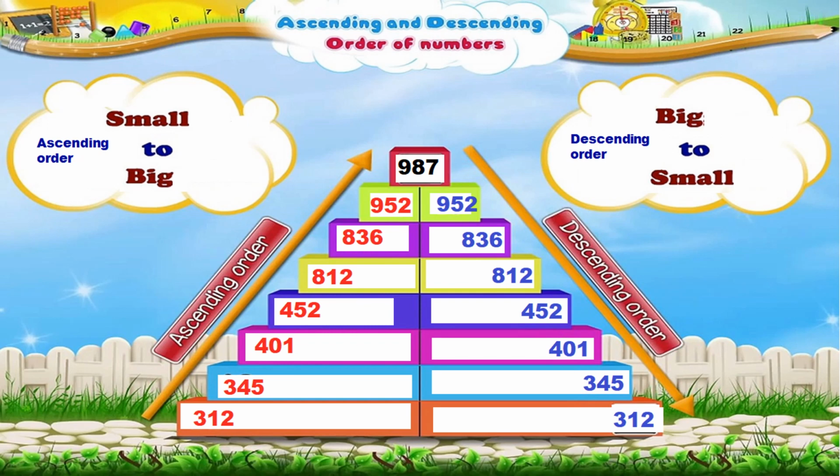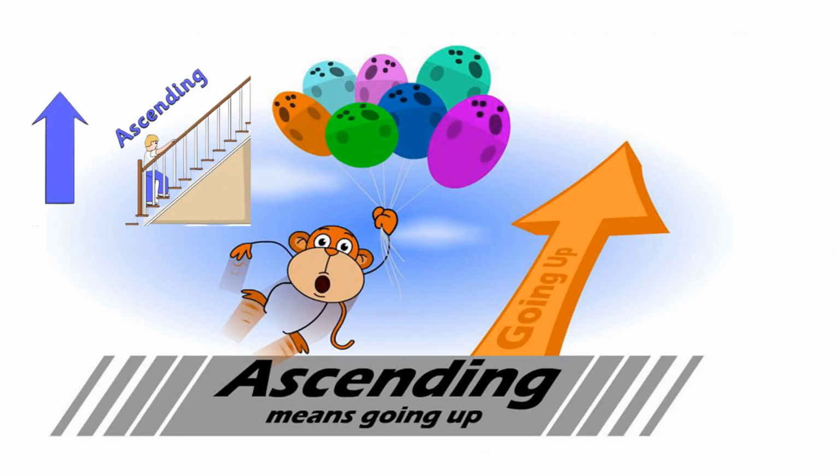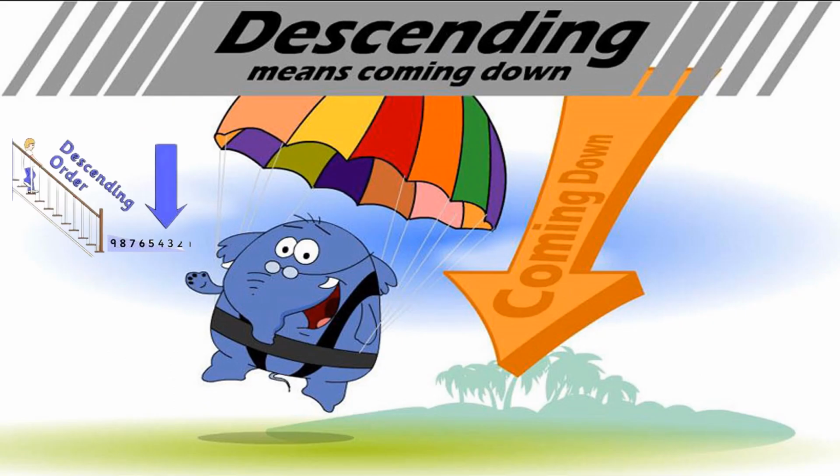In this video, we are going to learn how to arrange three-digit numbers in ascending and descending order. First, let us see what the words ascending and descending mean. Ascending means going up, climbing steps. We say ascend the steps means climb the steps. Ascending means we have to remember it as going up. Descending means coming down. We say descend the steps means get down the steps.